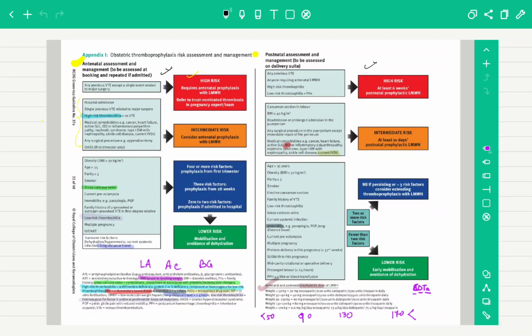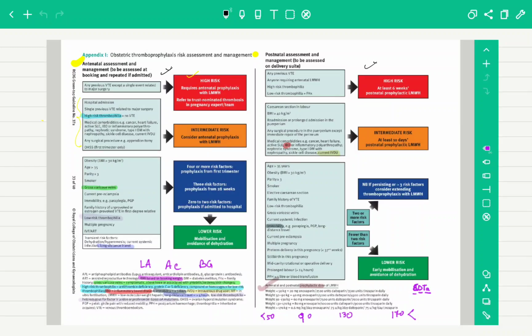Now this appendix is mostly divided into two sections, the antenatal assessment and the postnatal assessment. The antenatal assessment is for the times when the patient comes for booking or whenever she is admitted. That is the time when she is pregnant and has to be assessed for risk factors that may need thromboprophylaxis. So first we will talk about the antenatal risk factors.